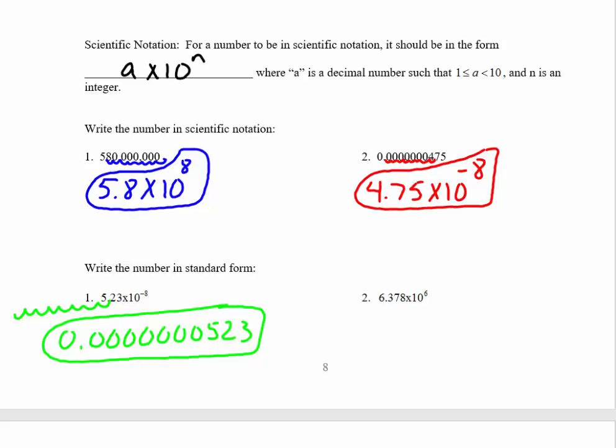And lastly, number 2, we have 6,378 times 10 to the 6. The power is positive, so we want the number to be bigger than 1, so we're going to move the decimal to the right. 1, 2, 3, 4, 5, 6, which means we're going to have 3 zeros. So 6378000. Putting in our commas, we see that we're at 6,378,000. Again, changing scientific back into standard.